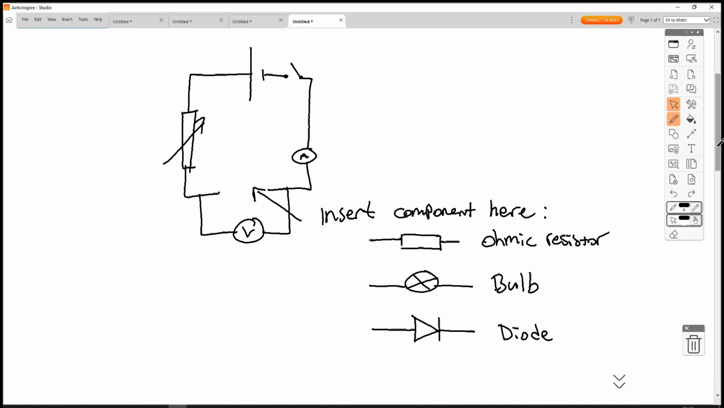For our variable resistor, we could vary this, for example, a 10 to 100 ohm variable resistor. So it could have a lowest value of 10 ohms and a highest value of 100 ohms. Now you can have different ones. It could be 10 to 100. It might be 100 to 1,000. It might even be something like 100 to 10,000. So you can get lots of different values for these.